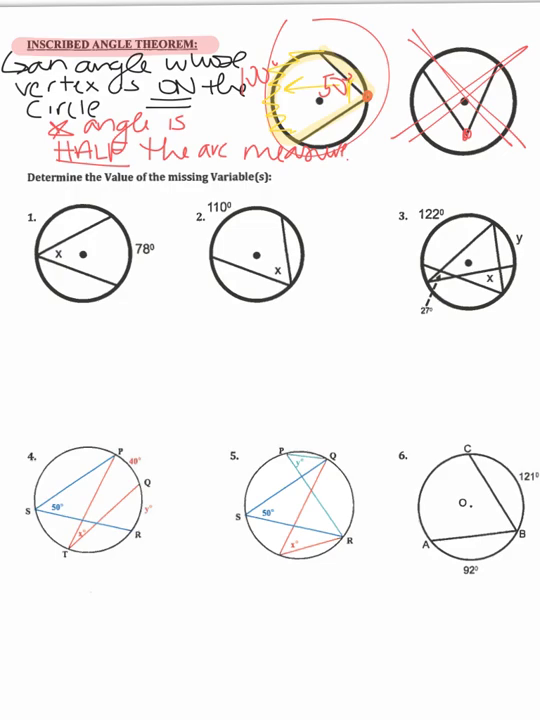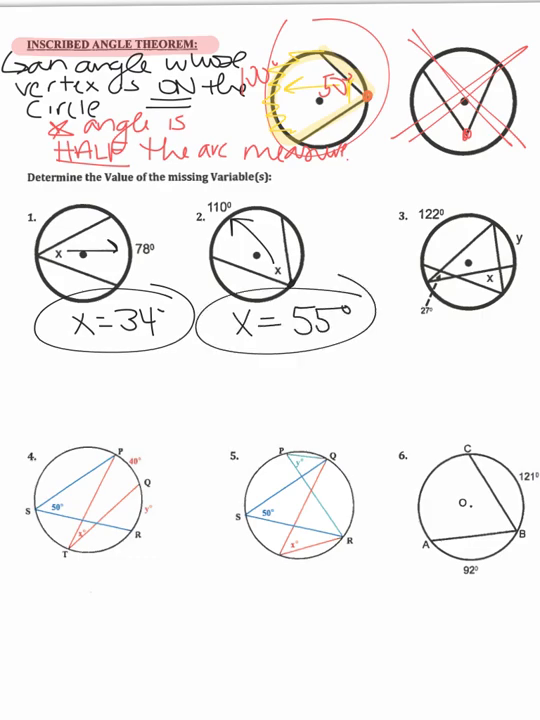Let's look at some of these examples. Looking at this angle, notice where the vertex is. The vertex is on the circle, so it's an inscribed angle. Inscribed angles are half of their arc measure. Since its corresponding arc measure is 78, half of 78 is 34 degrees. Number 2, again, my vertex is on the circle, so it's an inscribed angle. It corresponds to arc 110. It's half of its arc, so x is 55 degrees.